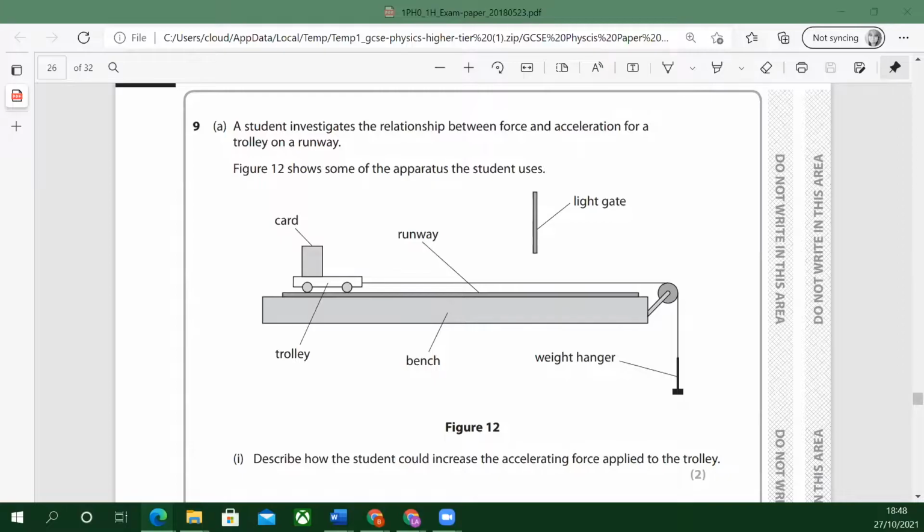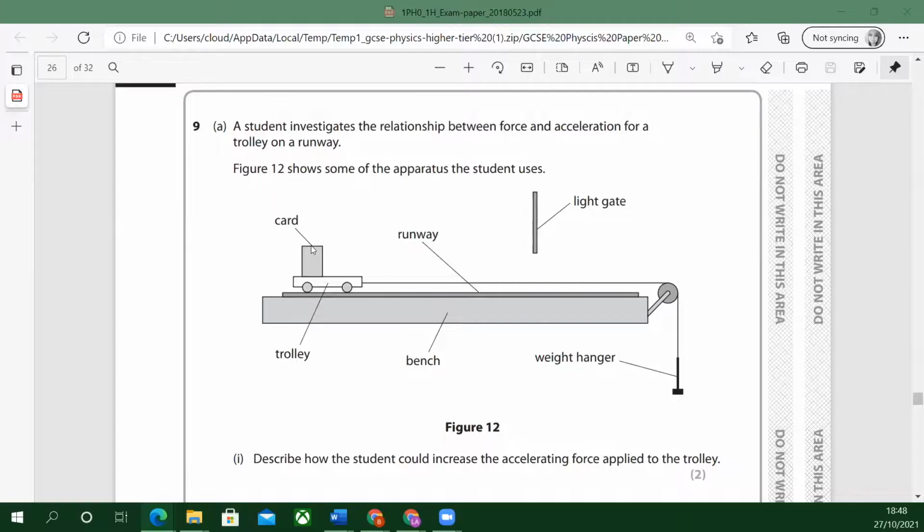A student investigates the relationship between force and acceleration for a trolley on a runway. Figure 12 shows some of the apparatus the student uses. So we've got a trolley, just like a little car on wheels, a card, runway, light gate. A light gate is a piece of electronic equipment that when the card goes through it, it sends a signal to a reader. It either starts and stops a timer.